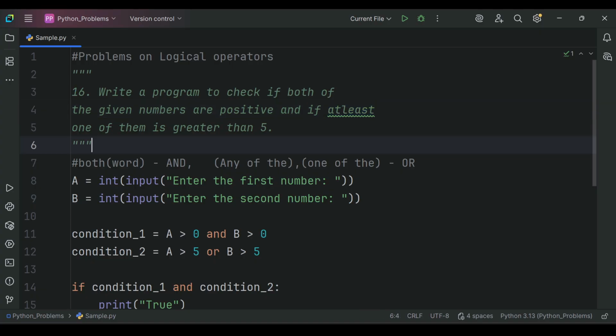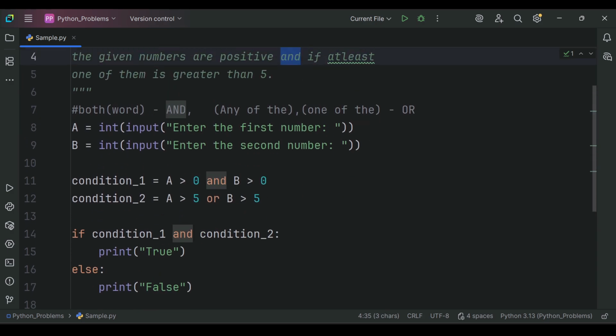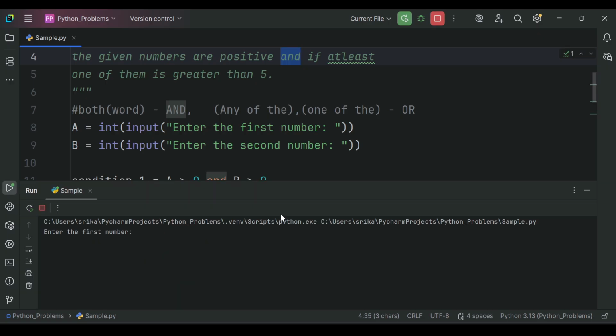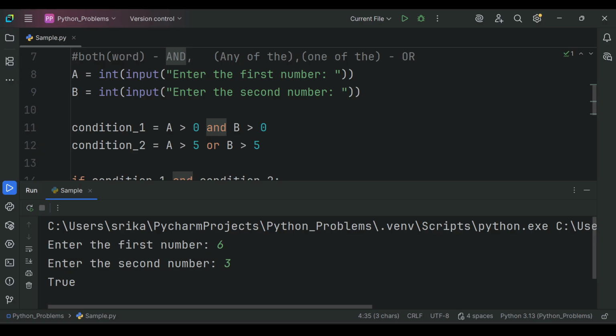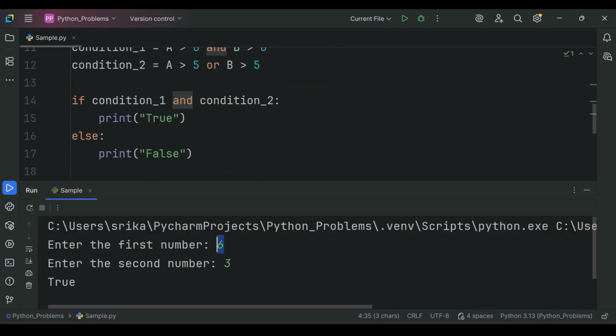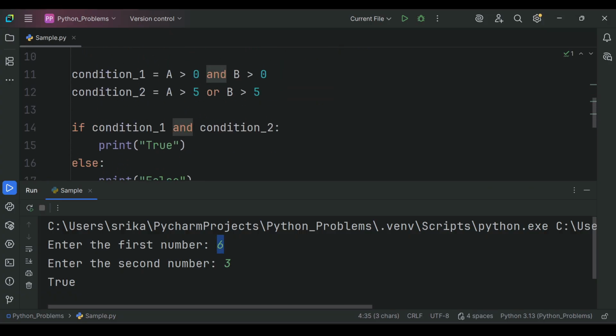But what he is asking, here he used the word and. That's why condition 1 and condition 2. Okay, let's check it. Here one number I am giving 6 and another number I am giving 3. See, it's true. Why? Because according to the first condition both the numbers are positive. And according to the second condition one number is greater than 5. That's why this is also true. Then the output should print true.